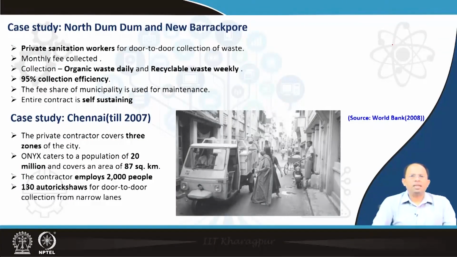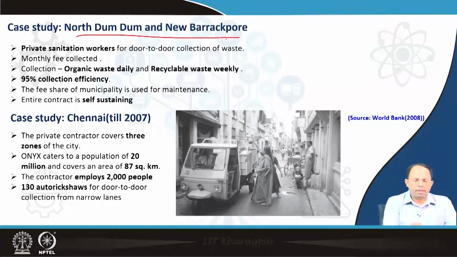Now coming to some other case studies, the first case study is North Dum Dum and New Barrackpore. Private sanitation workers were utilized for door-to-door collection of waste, and against a monthly fee they also collected user charges. Organic waste was collected daily and recyclable waste weekly. So you can see that we can vary the frequency for different kinds of waste. 95% collection efficiency, and the fee share of the municipality is used for maintenance. The municipality gets a share of the fee, and the entire contract is self-sustaining. Because it's a private contract, we are collecting user charges, and they are sharing some of the money with the municipality as well.